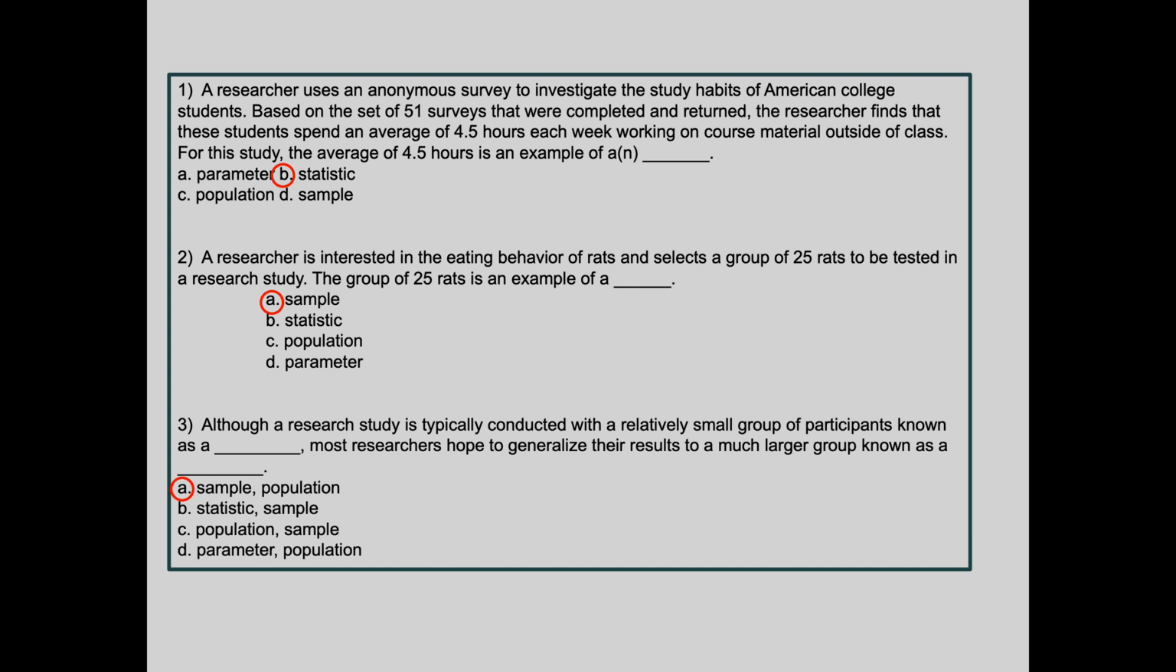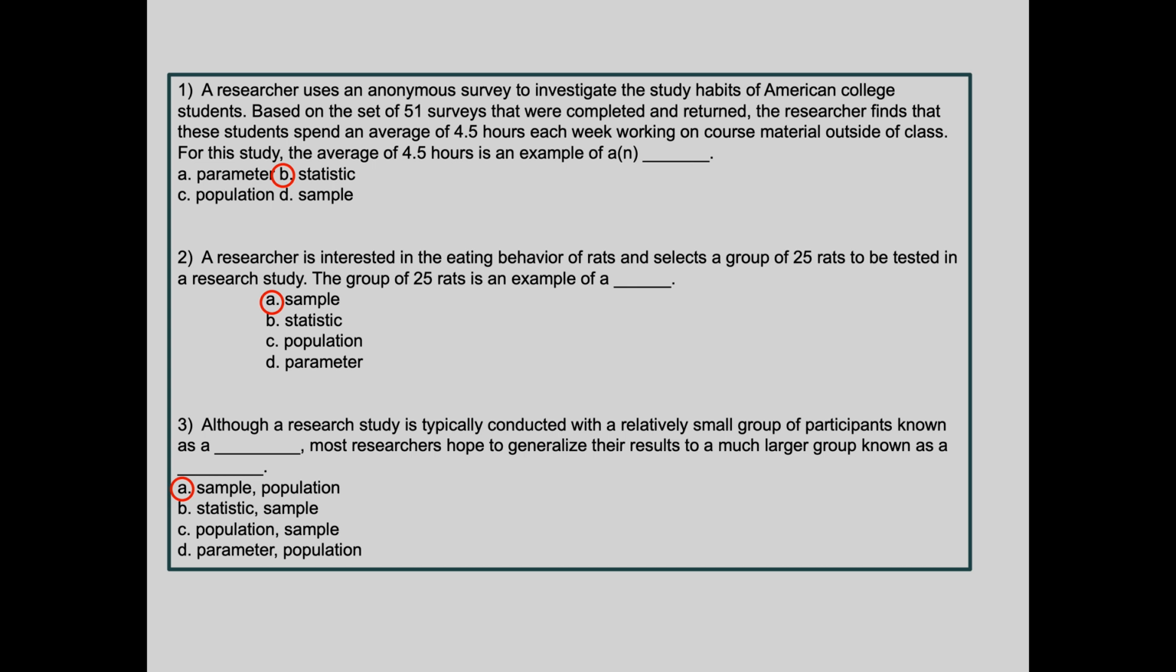Number 2, researchers interested in the eating behavior of rats select a group of 25 rats to be tested in a research study. The group of 25 rats is an example of, and that's a sample, because that's a group of 25 out of all of the rats that they had in their particular place. Okay, and you know that because it says selects a group. So that means that he didn't take all of them. Okay, or she.